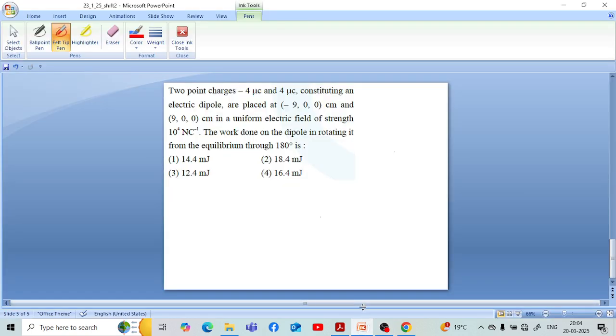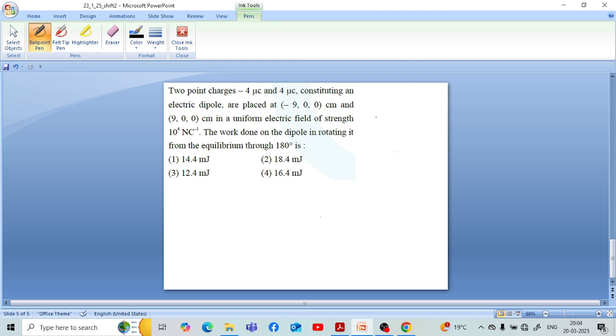Hello students, the question is: two point charges, minus 4 microcoulomb and 4 microcoulomb, constituting an electric dipole, are placed at (-9, 0, 0) centimeter and (9, 0, 0) centimeter in a uniform electric field of strength 10 to the power 4 Newton per coulomb. The work done on the dipole in rotating it from equilibrium through 180 degrees is: option 1, 14.4 millijoule; option 2, 18.4 millijoule; option 3, 12.4 millijoule; and option 4, 16.4 millijoule.